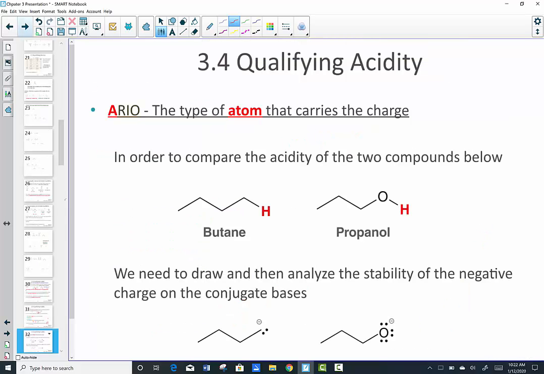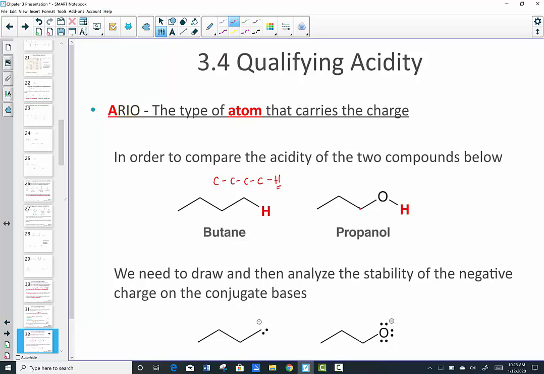The first letter in our little acronym ARIO stands for the term atom. What atom is carrying the negative charge? So in order to compare acidity of 2 compounds, let's take a straight chain carbon. Remember, this is a saturated hydrocarbon, and at the terminal end of the straight chain, we have a hydrogen. 4 carbons in a chain, we'll learn to call butane.